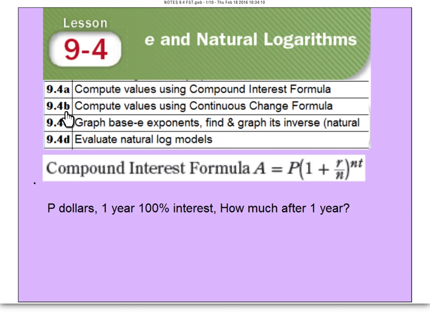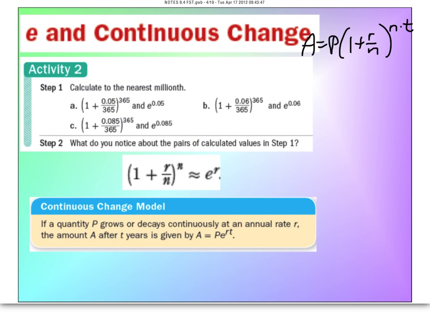Let's look at learning objective B. We're going to compute values using what's called the continuous change formula. Now we just got done looking at this compound interest formula. And remember what Leonard Euler did is he said, what if we don't compound it monthly or daily, but we do every second? What if we did every half second, every quarter second? What if we did it continuously? If someone at the bank sat there and just kept hitting the button. If you do that, it approaches what is called e to the r power.